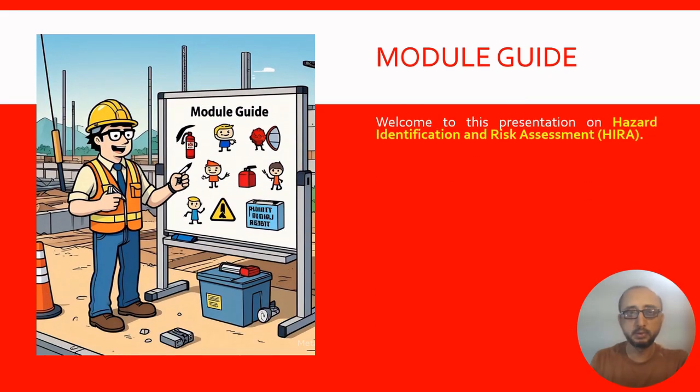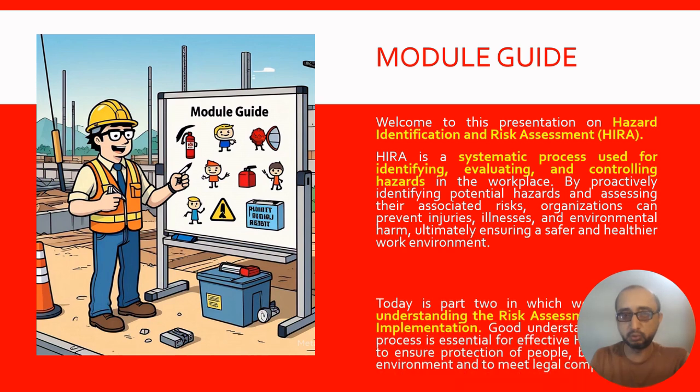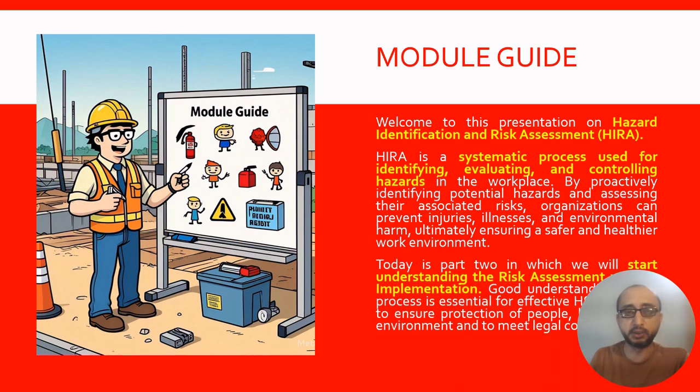Module guide. We know that the hazard identification and risk assessment HIRA process is a very famous, globally accepted practice in which we systematically identify potential hazards, evaluate their associated risks, and then develop and implement suitable control measures so we can ensure that effective health and safety or risk management is achieved. So today, in this second video, we will start understanding the implementation of the risk assessment process. Let's start it.